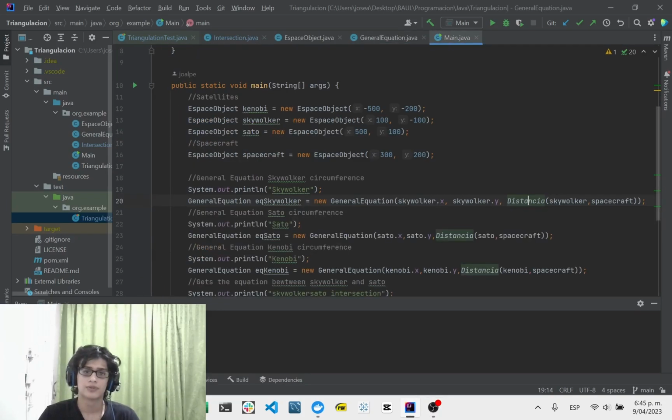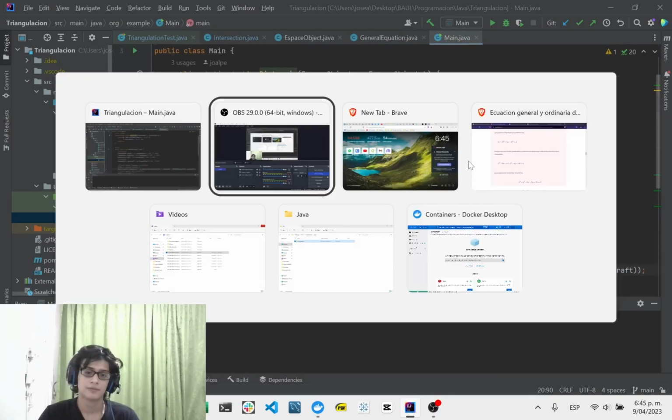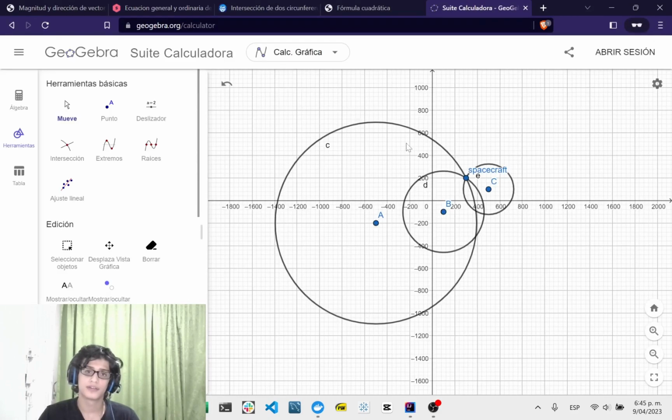Hello everyone, today I'm going to explain this Java code in which I'm going to find the position of a spacecraft in a Cartesian plane with the help of three satellites. I'm going to use triangulation to do this. Triangulation is, in general, used like circumferences to find intersections.